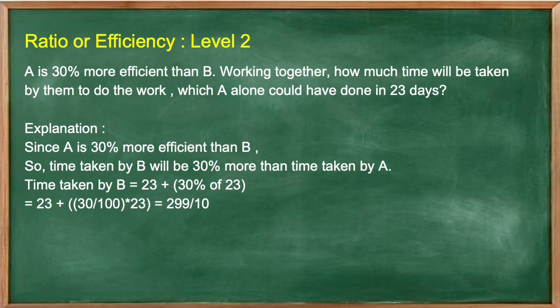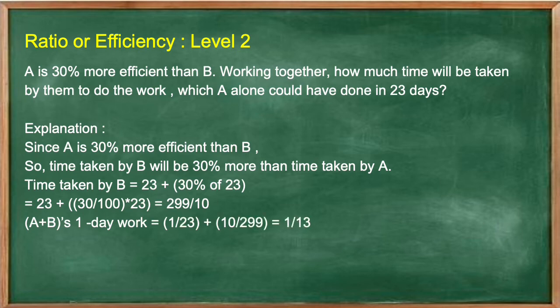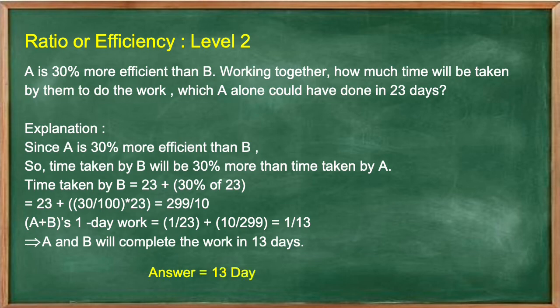And we know that A can complete the work in 23 days. So if they work together, their 1 day work will be 1 by 23 plus 10 by 299, which is equal to 1 divided by 13. If their 1 day work is 1 by 13, then according to the flip rule, they will complete the work in 13 days. So our answer is 13 days.